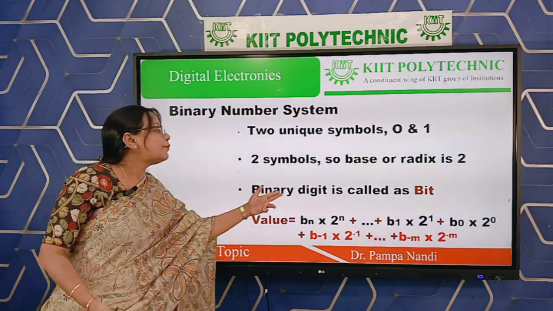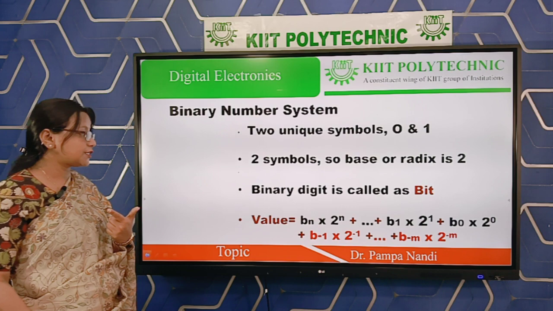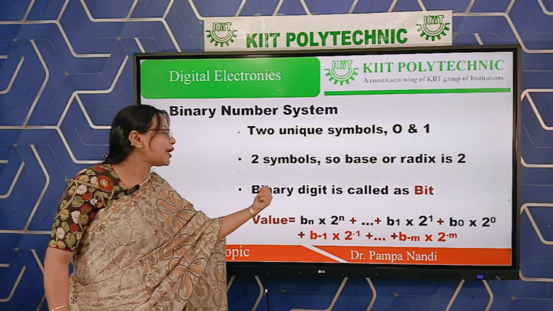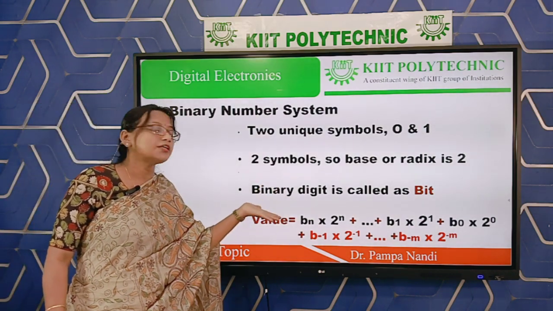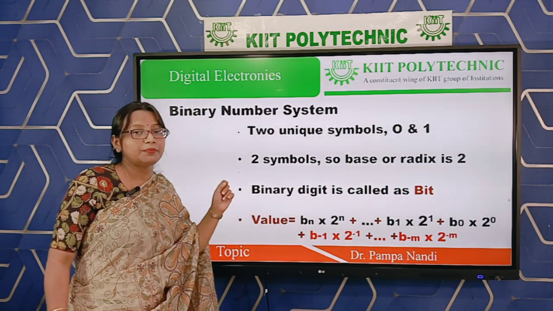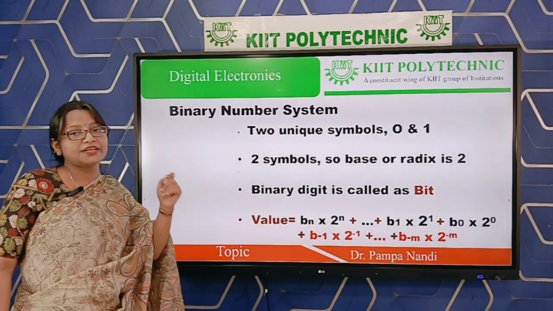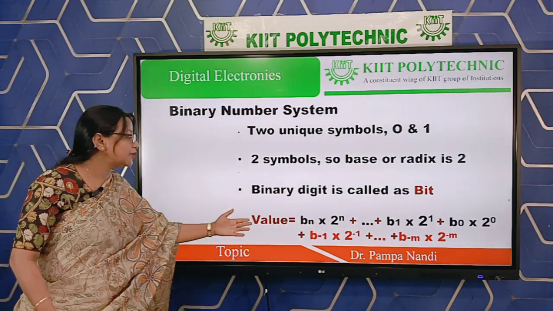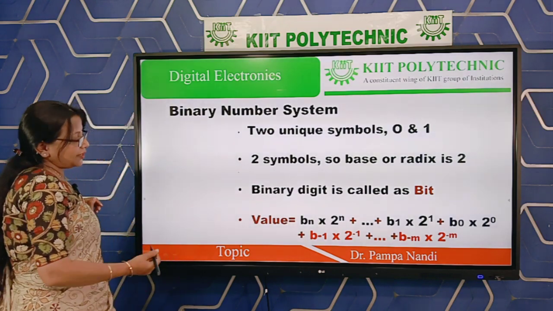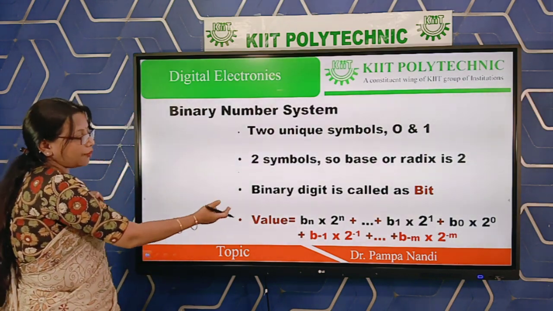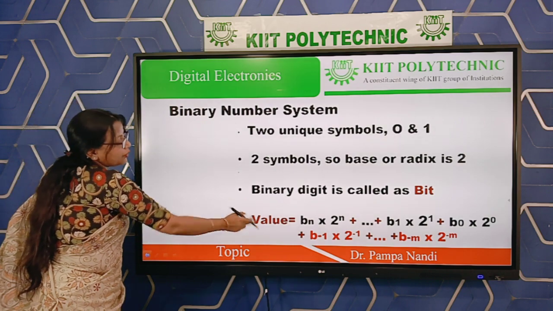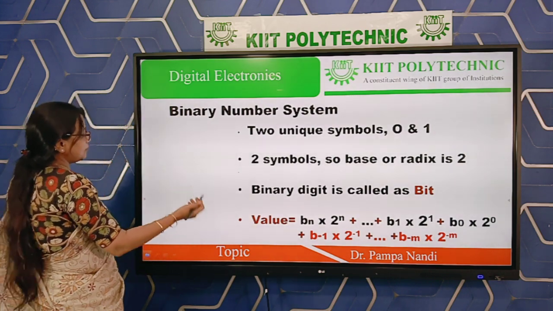Now, one more speciality of the binary digit: instead of binary digit, we are generally conversant with the term bit. Bit is the short form of binary digit. Now I will explain. Suppose I write one binary number, and I am going to calculate what will be its value.